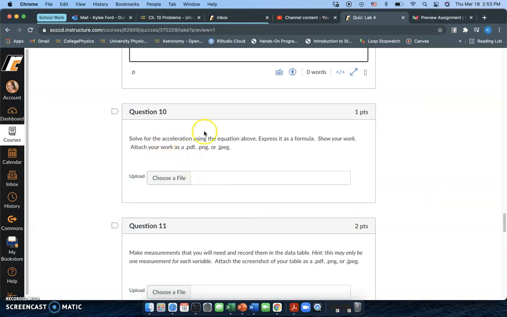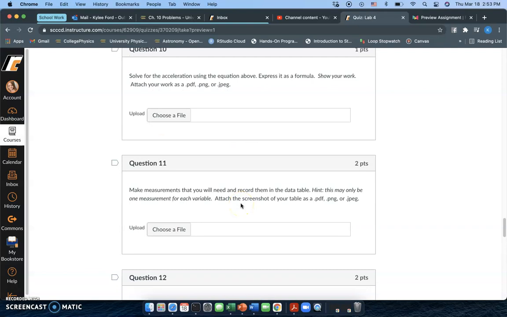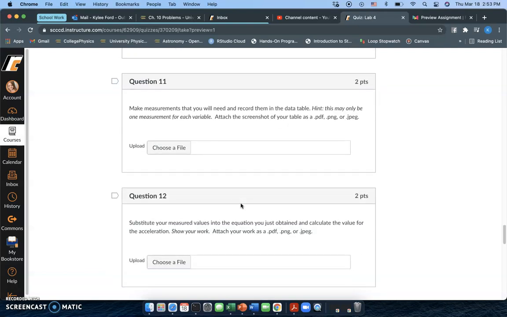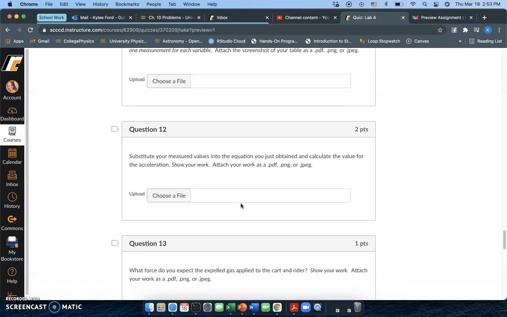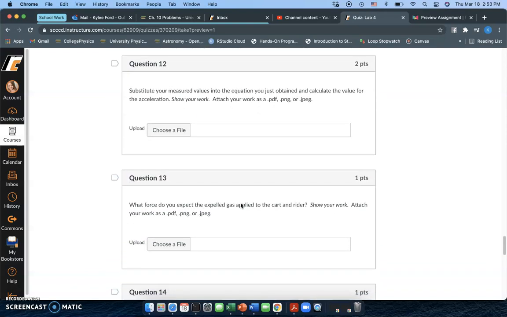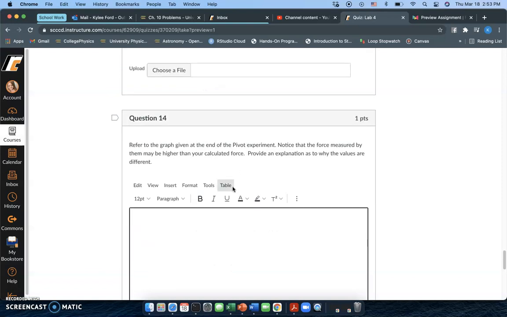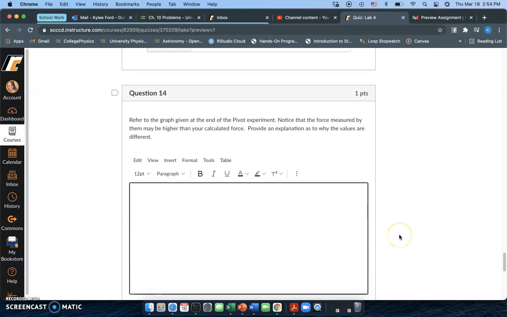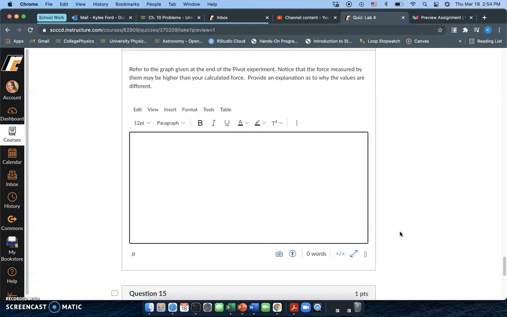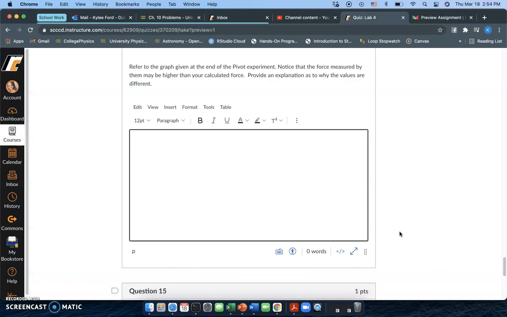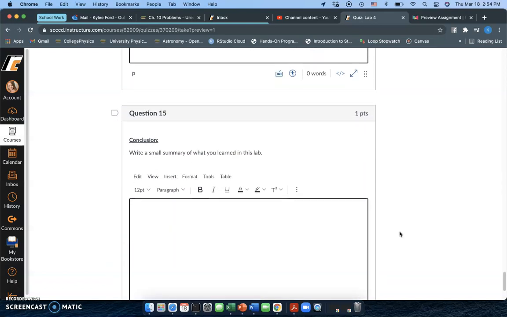It asks you to solve for the acceleration using the equation above and find these measurements. Take some measurements for your data table and then calculate your acceleration, and then calculate your force. So then it has a few more questions talking about any discrepancies between the values, why maybe values are different, and then you just conclude what you learned in this lab.